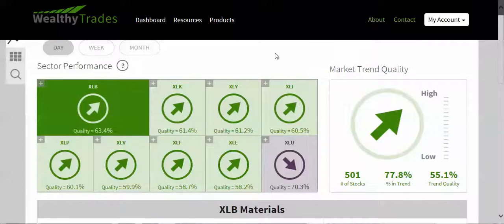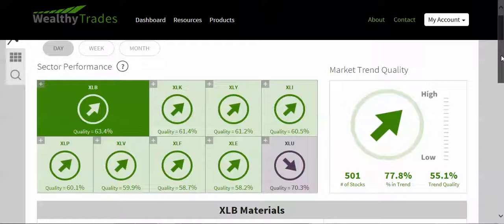This quality gauge, if you remember, is a proprietary calculation based on the number of stocks within that sector moving in the direction of the trend, how many of those stocks are hitting their key levels within that day, and, forward-looking, what the probabilities are of those stocks hitting their levels going forward. In the XLB, that represents 63.4% quality, which is a very high, good quality score.